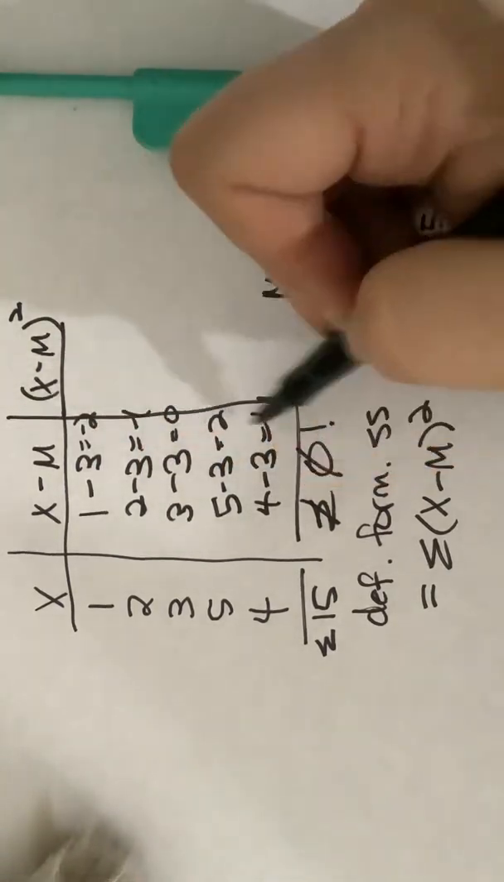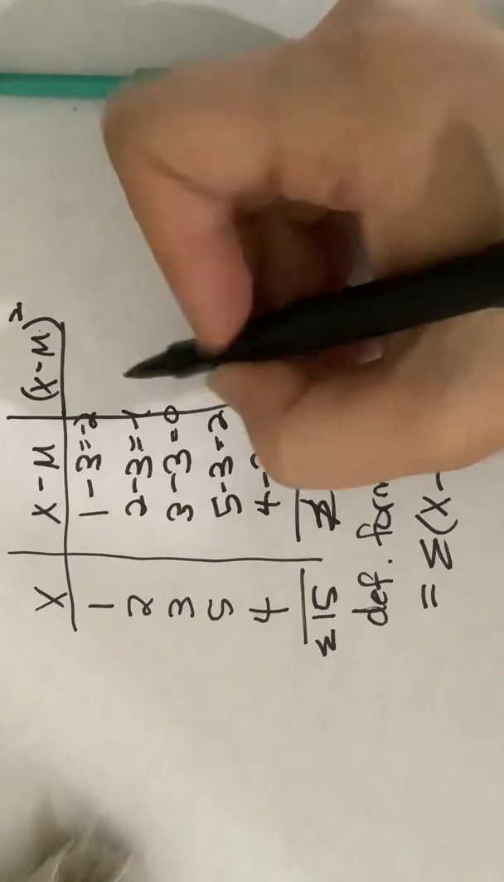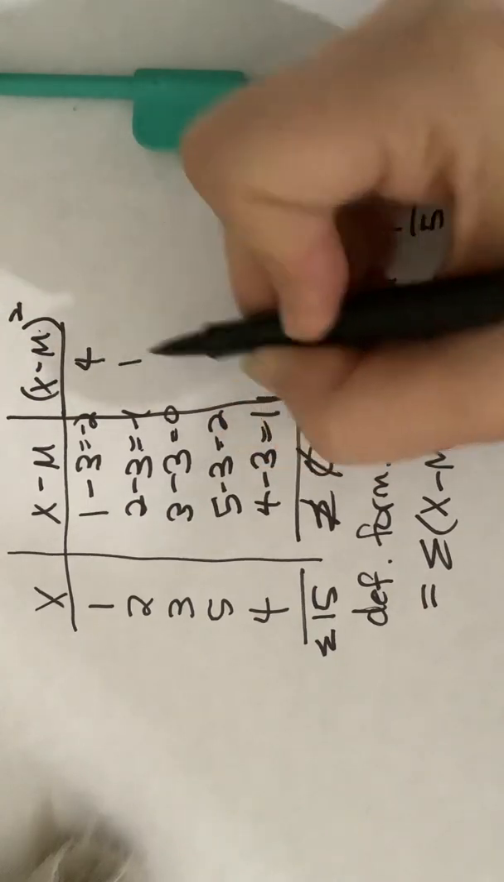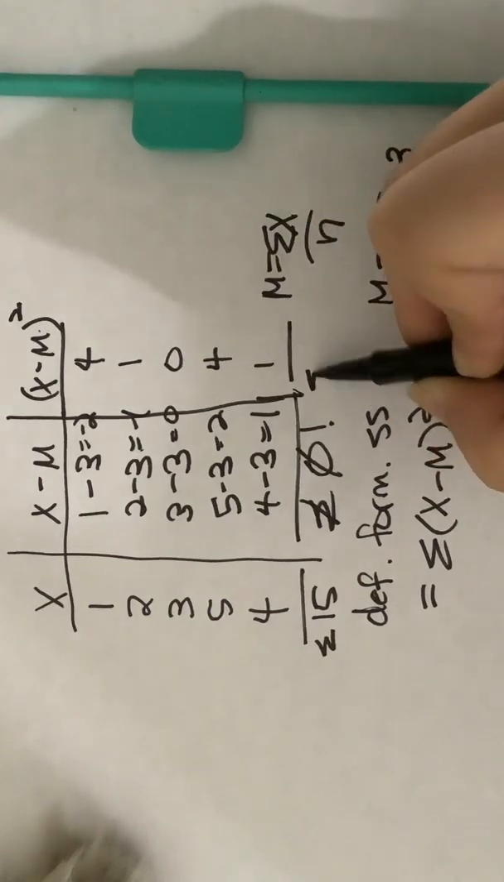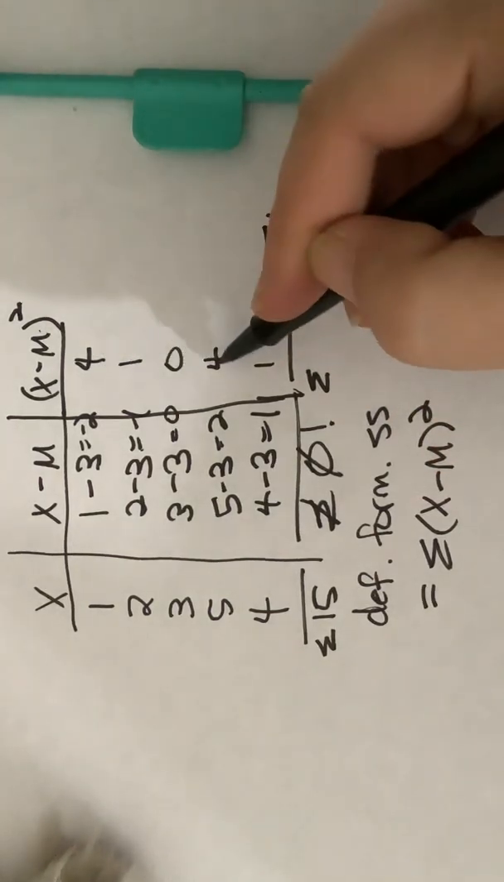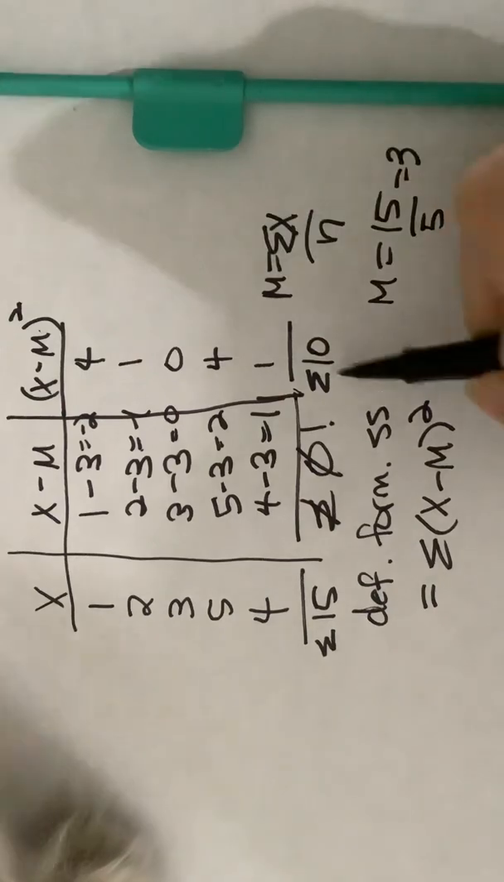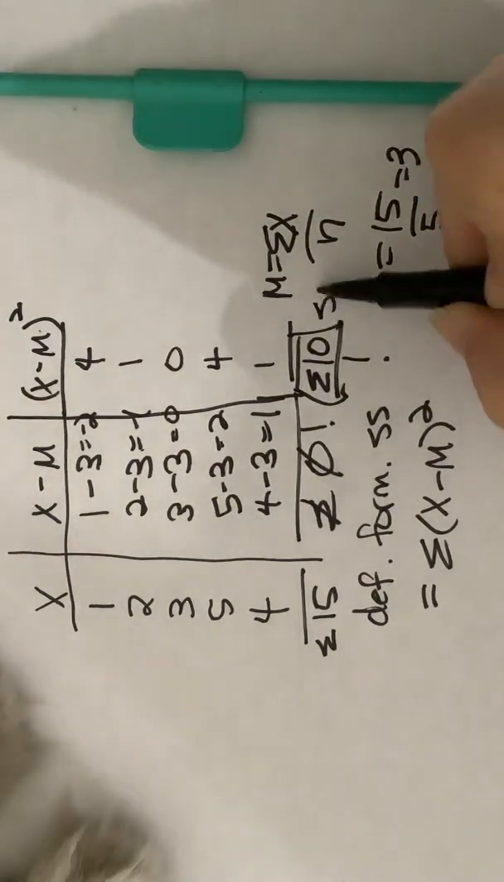So now we're going to take each of these answers and we're going to square them. Remember, a negative times a negative is a positive. And we are going to sum this up, and we have 4 plus 1 plus 0 plus 4 plus 1, and we get 10. That is our sum of squares.